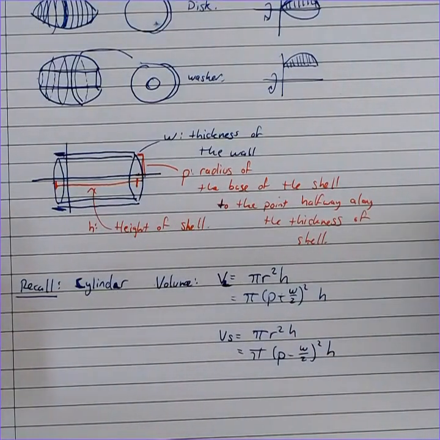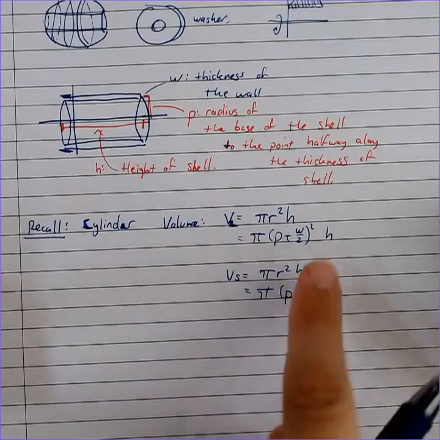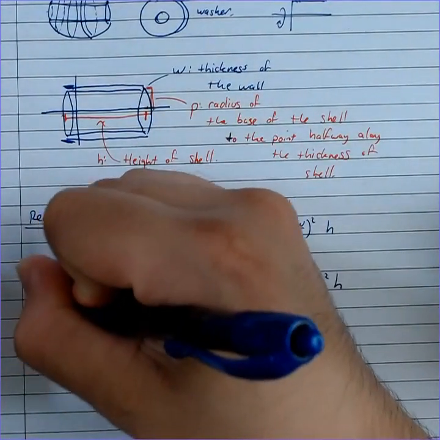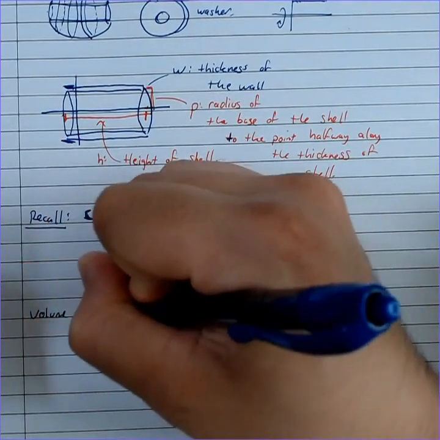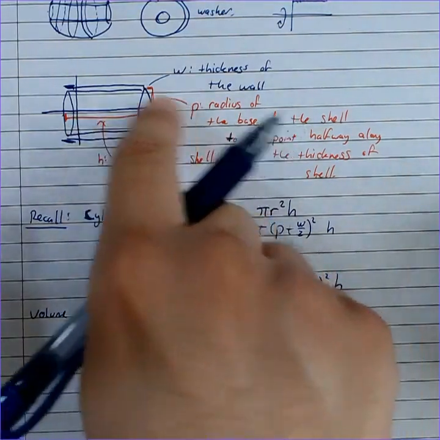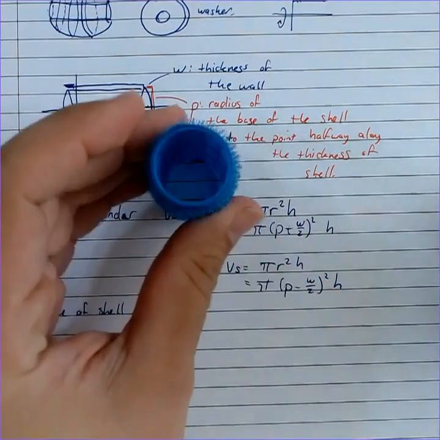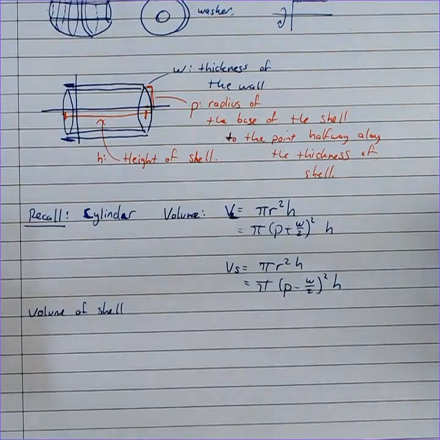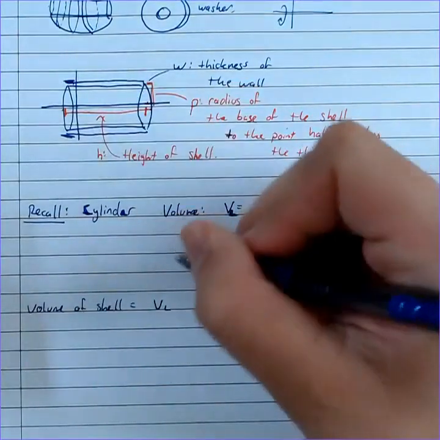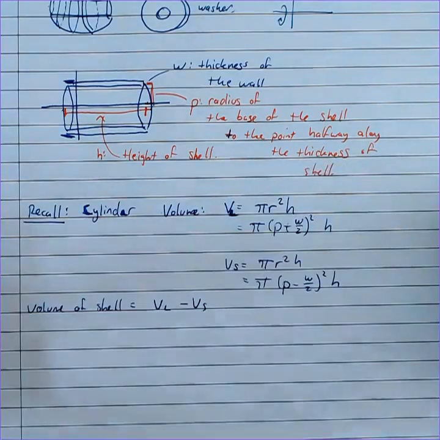Just like that. Okay, so now what I want to do is take these two and subtract them from each other. So that means that the volume of my shell, so now it's the hollow one, the one where I've pulled everything out of the middle and I'm only left with one of these hollow objects, the volume of the shell is going to be the volume of the large cylinder minus the volume of the small cylinder.